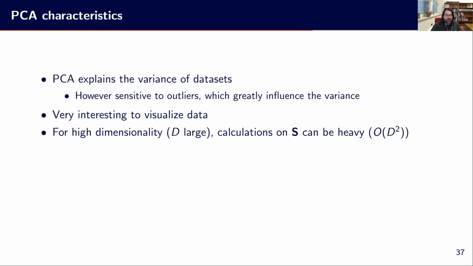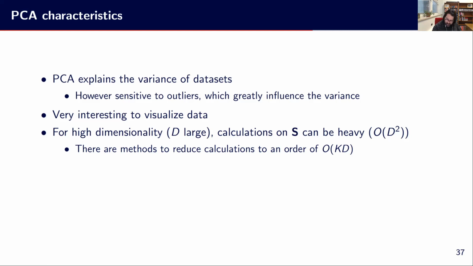The point is that for high dimensionality also, when the D is large, the computation of S can be quite heavy, it's D square, but there are some advanced methods that are more robust to that. We can lower this to something like K times D. So we can be linear according to D versus quadratic, which is really, really expensive in that case, while here it's much more manageable, especially if K is small.